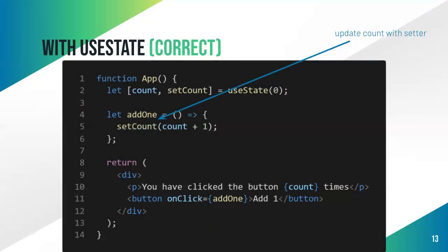So now we actually have a correct implementation. On line 2, we're creating state, and then in the add1 function, we're now using setCount and just setting count to be count plus 1. Make sure that whenever you're using state, you're always using the set function to change that state. Also note that useState should always go at the top of your component, right inside the component.